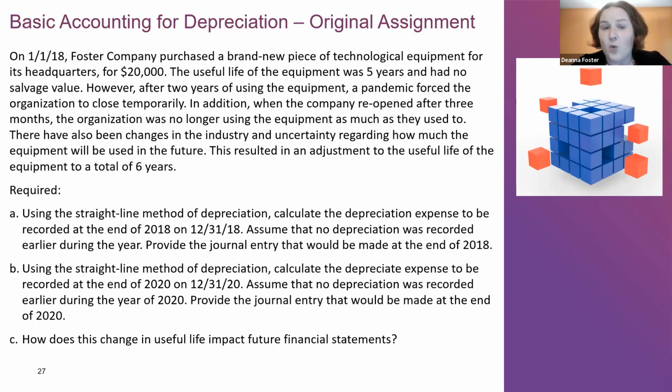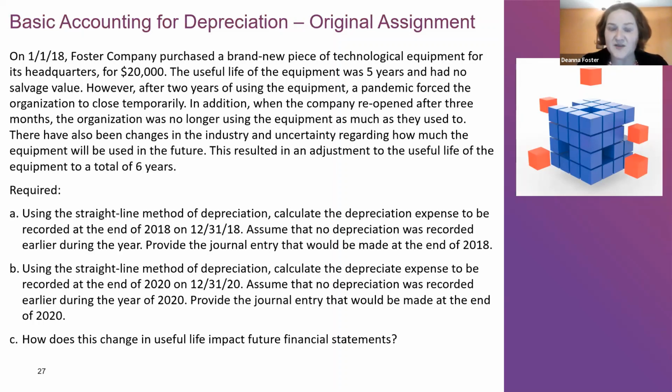For my first question, I'm just asking students to calculate the depreciation and then record the adjusting journal entry as of year end 2018. So I'm just seeing if they can do the calculation, if they can pull the correct information from the problem. Then for part B, I'm asking them to do the same thing, but 2 years later with the change in the useful life. So they have to know how to do the calculation with the new useful life, and then again record the adjusting journal entry at year end for 2020.